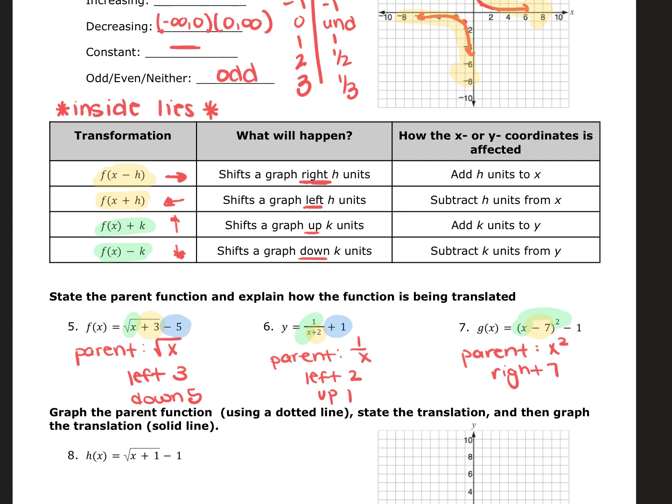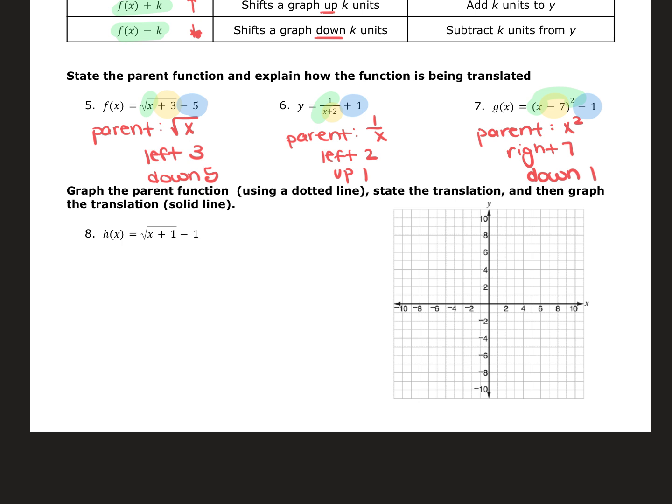Outside, exactly what I would think. So it tells me down 1 because it's negative 1. Okay, so now we know how to read what is happening. Let's go ahead and graph what's happening. So the way that we're going to do this is we're going to find the parent function, tell what's happening, and then we're going to graph exactly what it's telling me to do.